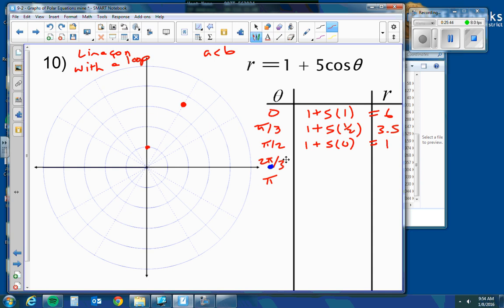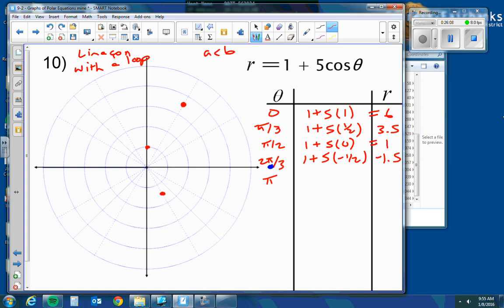Now, at 2 pi over 3, cosine's negative, right? So you get negative 1/2 here. That's negative 2.5. Plus 1 is negative 1.5 for our radius. This is where it gets kind of weird. So my angle, I'm at 2 pi over 3, but the radius is negative, so it ends up here. Right? Like my angle's pointing this way, the negative radius goes backwards 1.5.